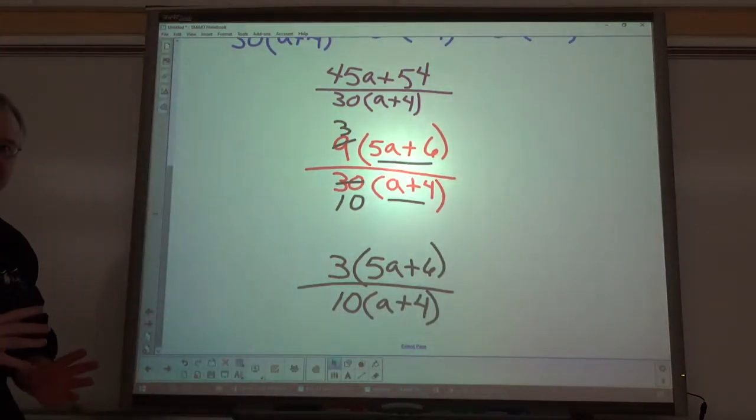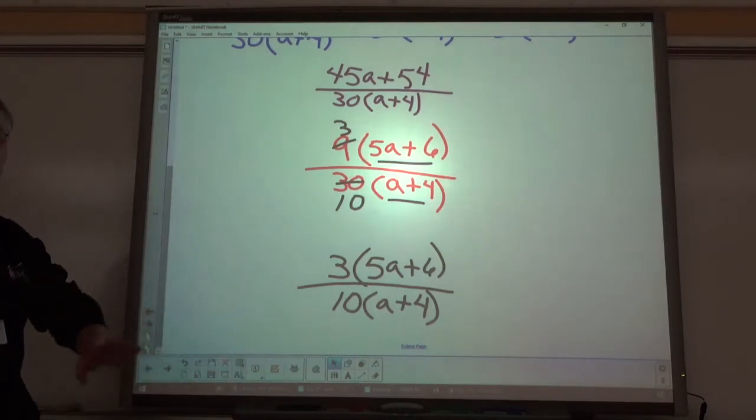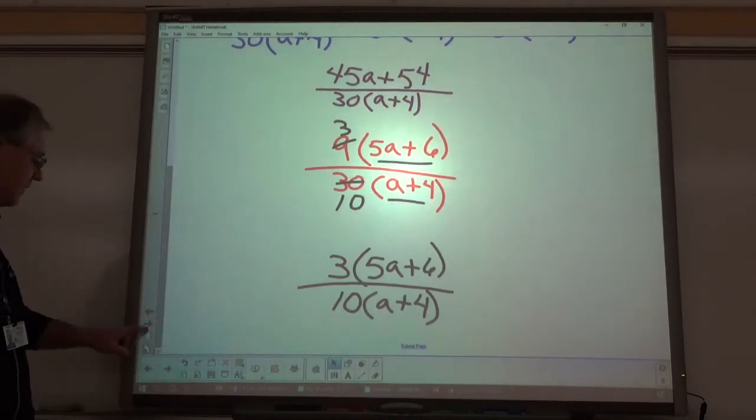Don't distribute it back in. Much more work for both of us. Just leave it just like this. All done. All right, let's take a look at the next example.